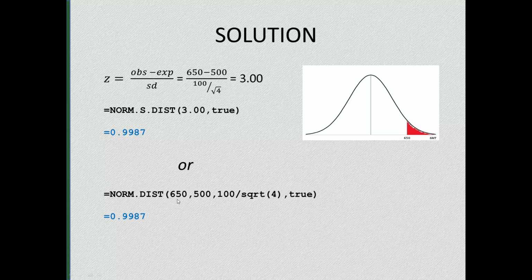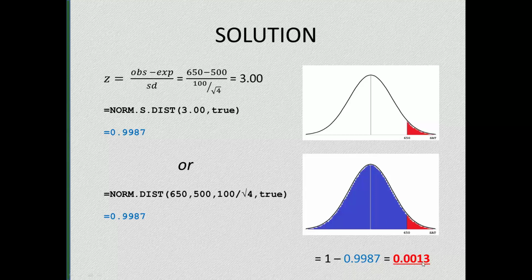Ultimately, you could use the norm.dist function, observation of 650, mean of 500, but now our standard deviation is 100 over the square root of 4 because we're analyzing a sample mean. Either way, we get this as the lower area, and so 1 minus that is this tail. Finding one person up here, 650 or higher, that was pretty rare. But finding a committee of 4 that's going to be that talented, that will be exceedingly rare indeed.